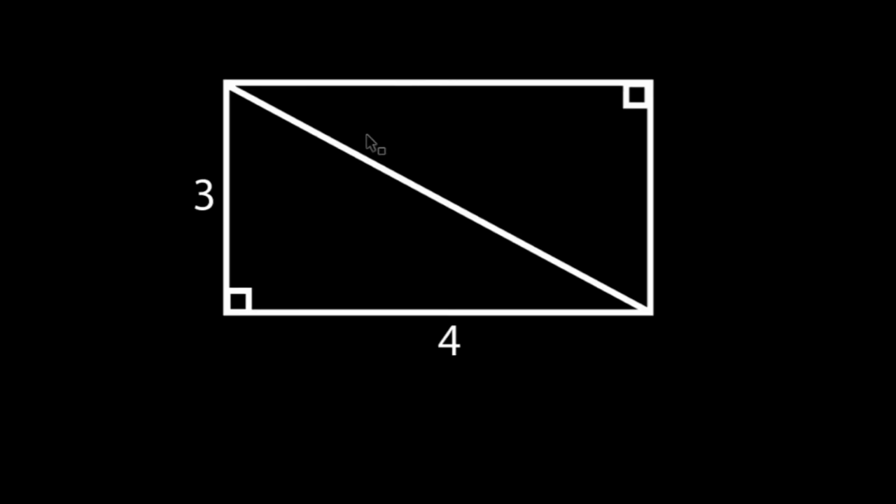To find the diagonal length in a rectangle, we square one side, in this case 3 squared is 9, then square the other side, 4 squared is 16. We add those two results together, 9 plus 16 is 25. Then we find the square root of that number, which is 5.